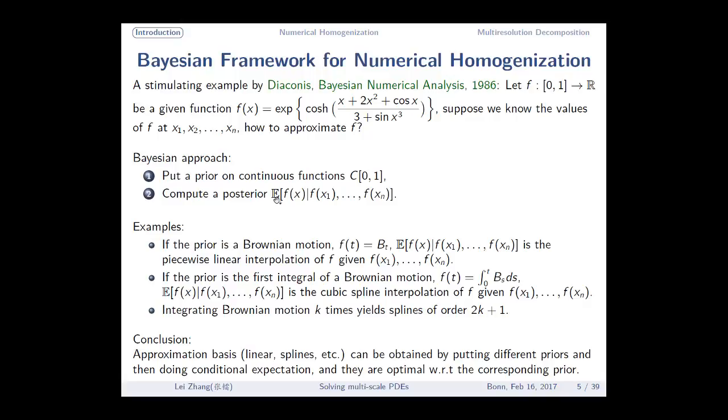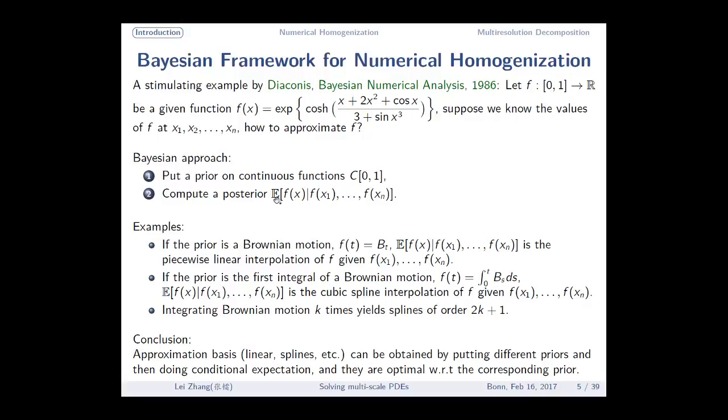So we can just put a prior on the continuous functions. Okay? And because we already know the values of f at these points, we can calculate the conditional expectation of f given the prior and given these known values. Okay? So I just gave you some example. If this prior is a Brownian motion, okay? If this prior is a Brownian motion, what is this expectation? This expectation is just piecewise linear interpolation.